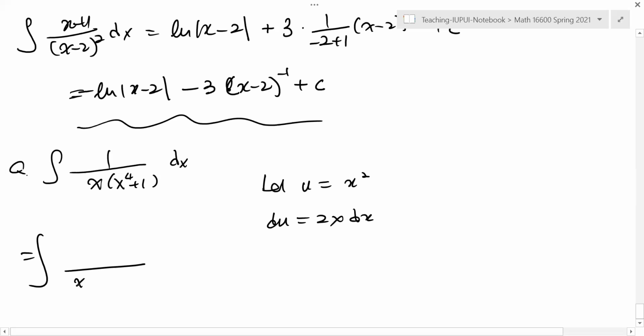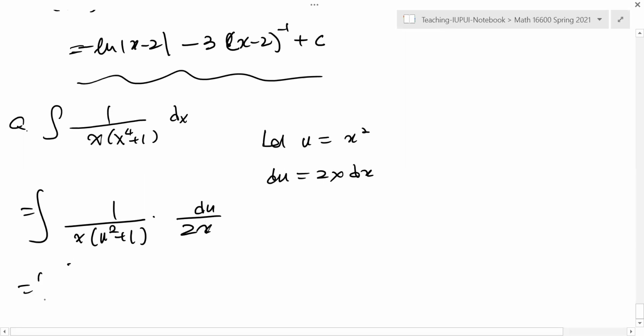I don't know what x is here, so leave it. It's x over u squared plus 1. dx is du over 2x, right? You solve for dx. Then you will get 2x squared over u squared plus 1, du. And x squared is u, so not too bad.